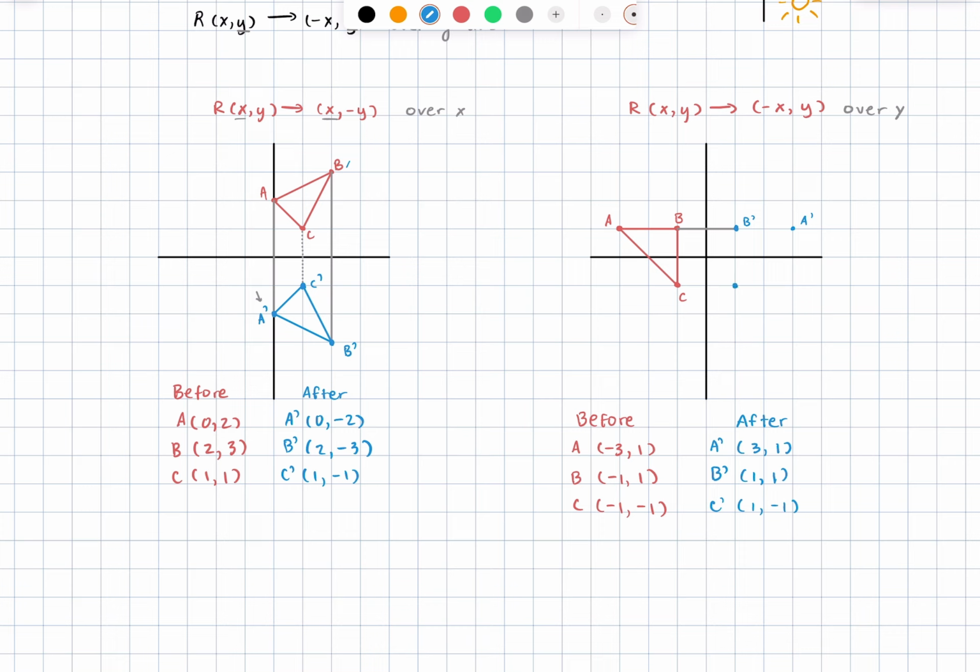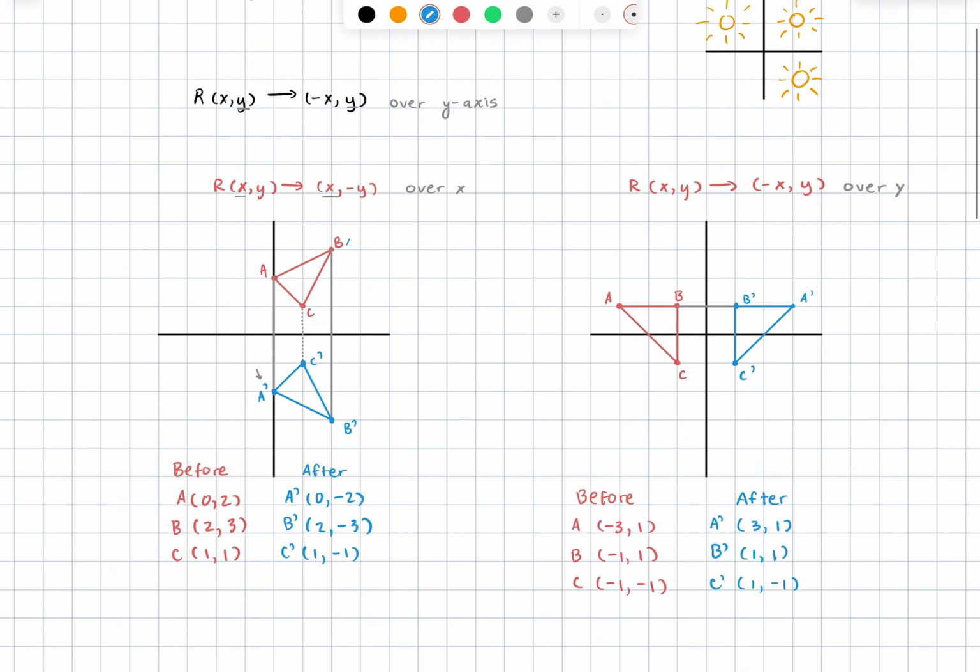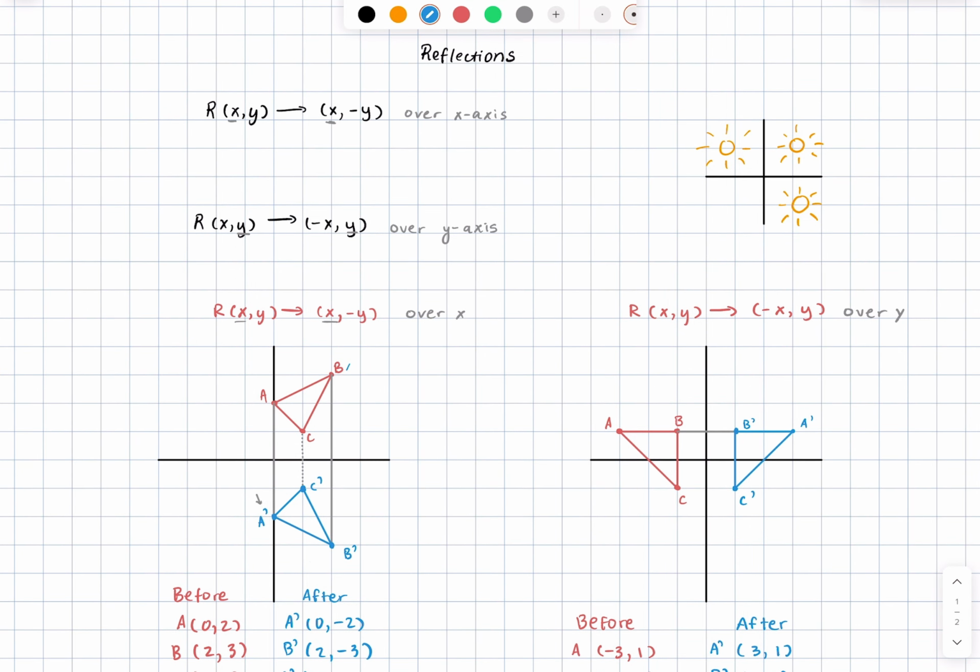So when I draw my triangle or connect the points, I'm going to see that it's been reflected over the y-axis. So B's were the closest to the y, and A's were the furthest from the y. We just want to make sure everything is being consistent. So that's reflection over the x and y axes.